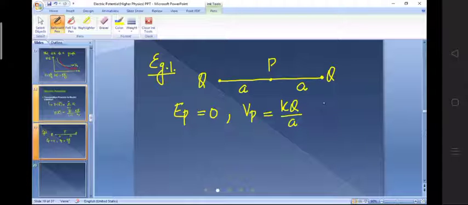Calculate the potential because of another charge, that will also be equal to KQ by A. So they will add like scalars. They simply behave like scalars. Fine. Now this is simply twice KQ by A. That's it. Twice KQ by A. So this is the potential at point P.